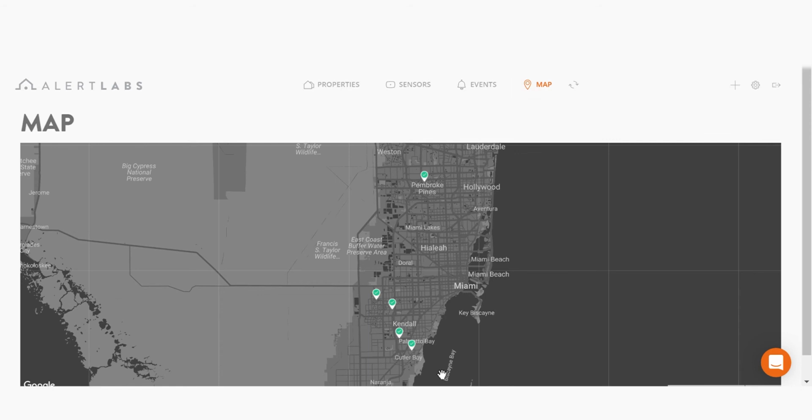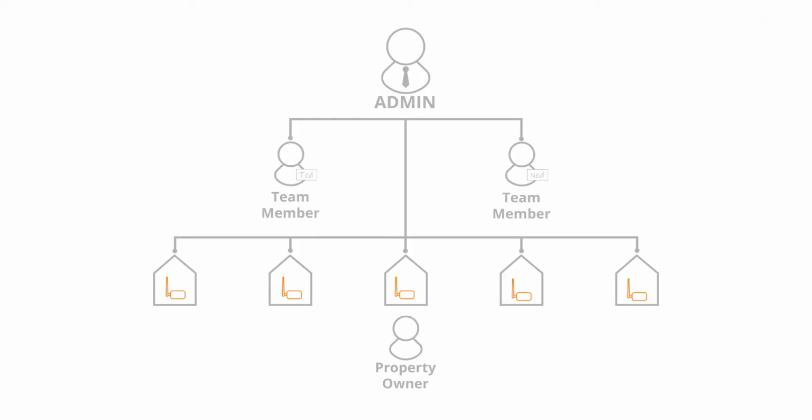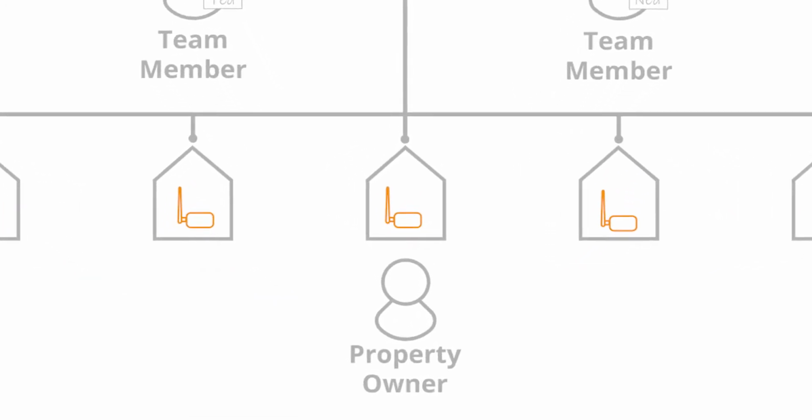The map view is very similar to the event view. This is an overview of all properties currently being monitored. Problems can be identified at a glance. Green is healthy, and yellow and red are worth looking into. That covers what the admin and team member accounts have access to, which brings us to the third type of account.